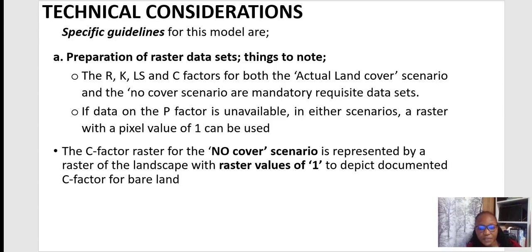The C factor raster for the no cover scenario is represented by a raster of the landscape with a raster value of 1, because we are assuming a scenario of no cover. So if it was a forest, we are going to assume a scenario of no cover and have a C factor with a value of 1 to depict the documented C factor for bare lands.